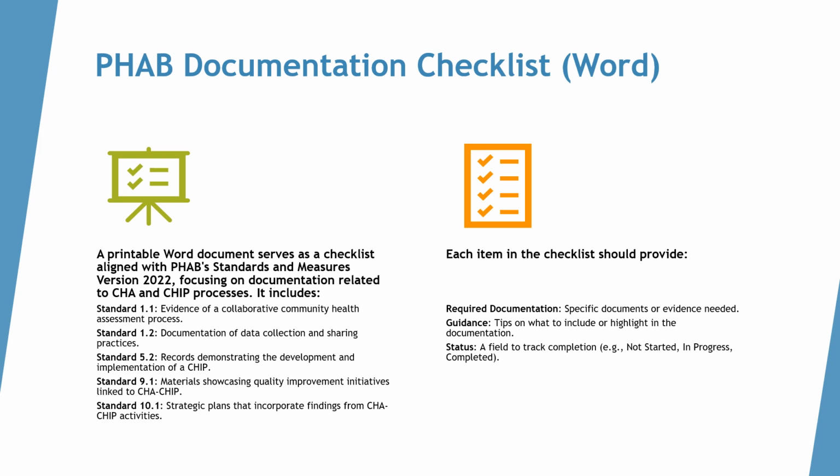And then another thing here that you might consider is a PHAB documentation checklist, like a Word document or a printable PDF. Something where you see all the PHAB standards and measures as they relate to specific things like the CHIP. So that's something I've been working on preparing, where it has the standards that are particularly important for the CHIP, and then the checklist for each of those items has the required documentation, some guidance on what to include, and the status as well. So maybe a field in there for just documenting it's incomplete or it's pending.